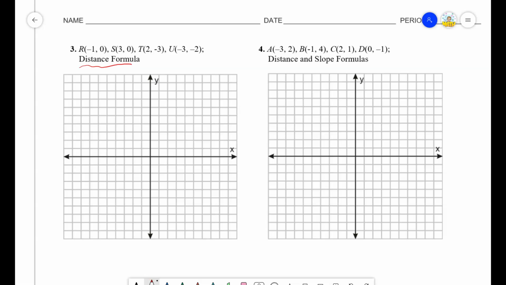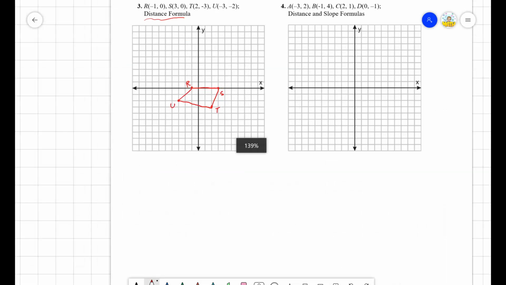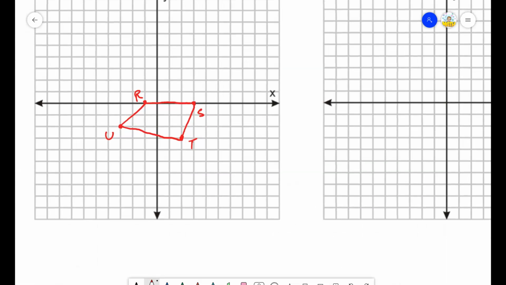But first thing I have to do, of course, is plot the points. So we start at R, which is at (-1, 0), right there. So these are my 4 points, and what I want to do now is use the distance formula to see if we have a parallelogram. So how would we use the distance formula? We would find the lengths of each side. I'll start with the easiest side to find the distance for, and that would be just RS because it's right along the straight line. It's just 1, 2, 3, 4. So that has a distance of 4.